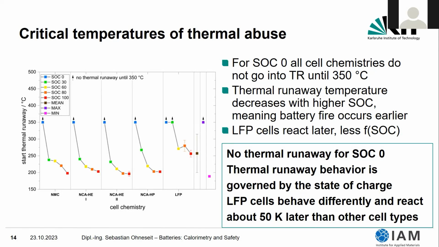To summarize the findings on critical temperatures for thermal abuse, there's no thermal runaway for state of charge 0. The thermal runaway behavior is governed by the state of charge, and LFP cells behave differently and react about 50 Kelvin later than the other cell types.